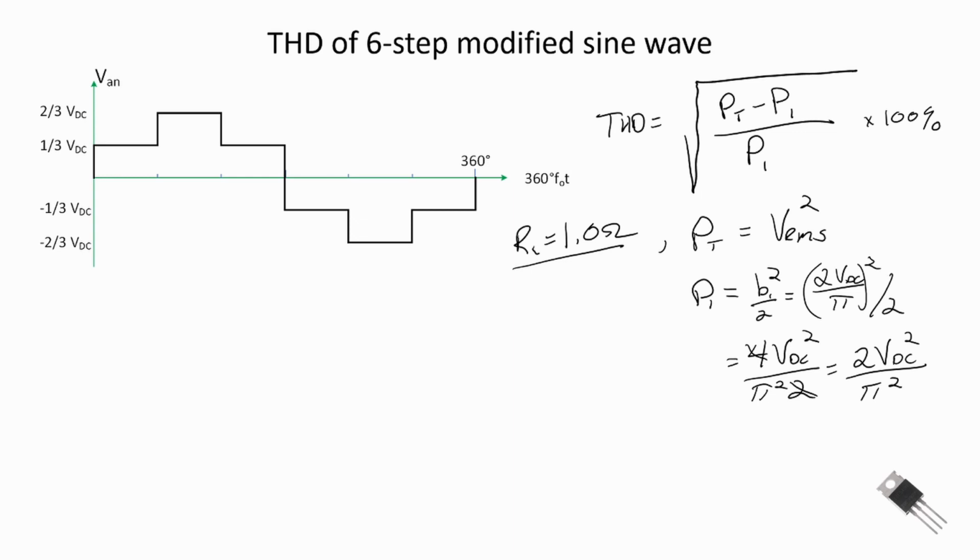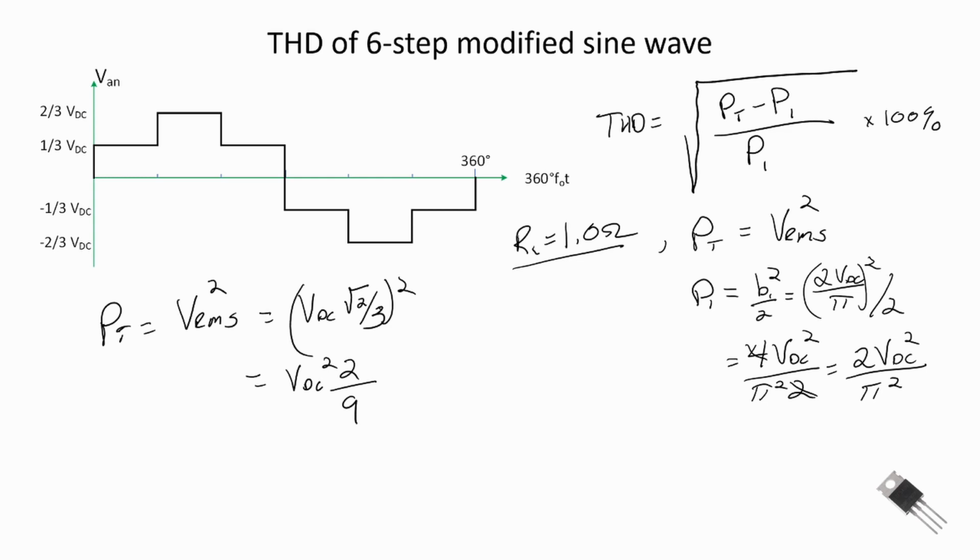The total power is equal to our RMS value squared, which is equal to VDC times the square root of 2 over 3. Let's square that whole term. So that's VDC squared times 2 over 9.